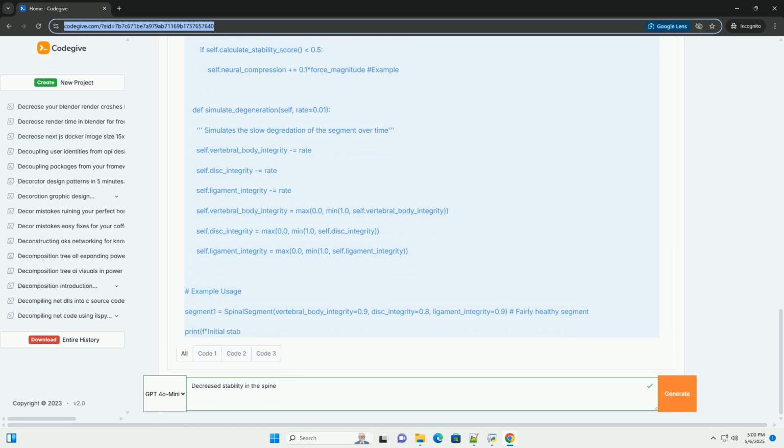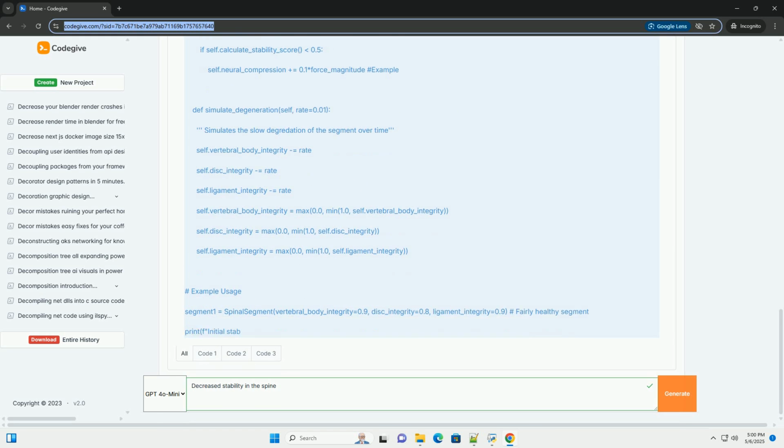Limitations and why this code is overly simplistic. No complex biomechanics. The code does not account for the complex biomechanical interactions between the vertebrae, discs, ligaments, and muscles. Simplified integrity values. The integrity values are arbitrary and do not reflect real-world measurements. No spinal cord representation. The code does not represent the spinal cord or nerve roots in detail. No individual variations. The code does not account for individual variations in anatomy, physiology, and medical history.